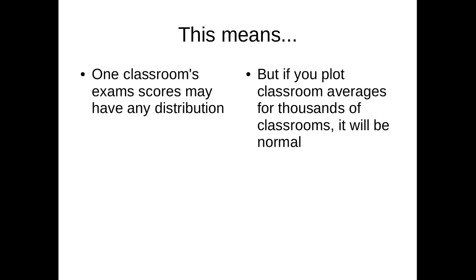average score for students in that classroom. Now you have a new distribution. You expect that new distribution to be normally distributed, even though the underlying classrooms themselves don't have a normal distribution, if that makes any sense. If you plot classroom averages for thousands of classrooms, that should be normally distributed.